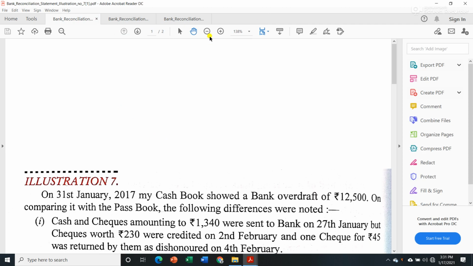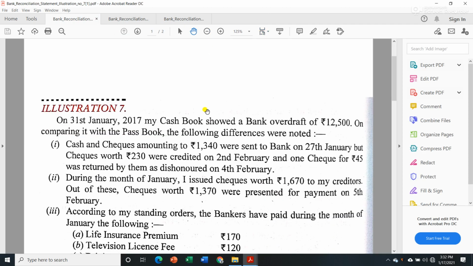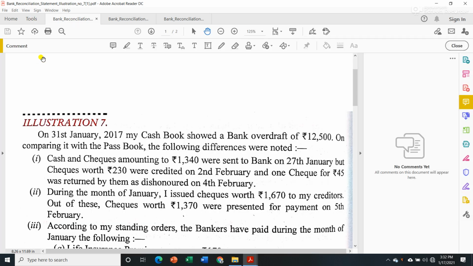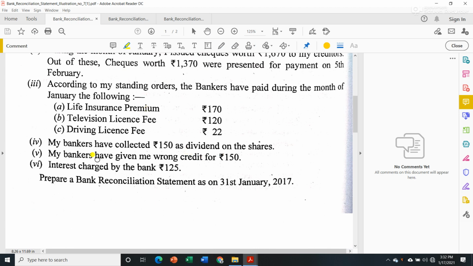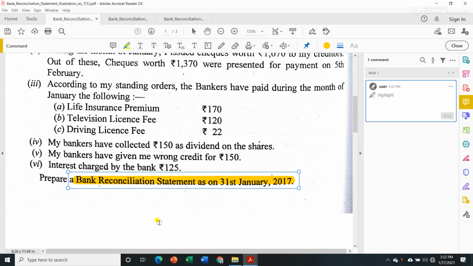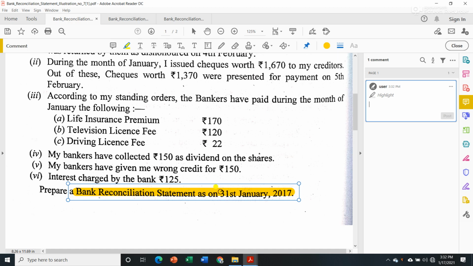illustration, that is illustration number 7. Now in this illustration, let us see what will be the heading of our reconciliation statement. We will write bank reconciliation statement as on 31st January 2017. Okay, so remember that we are preparing this reconciliation statement on 31st of January 2017.